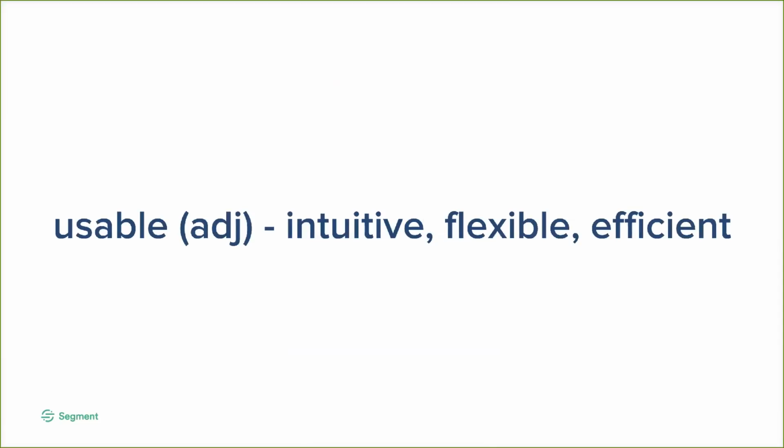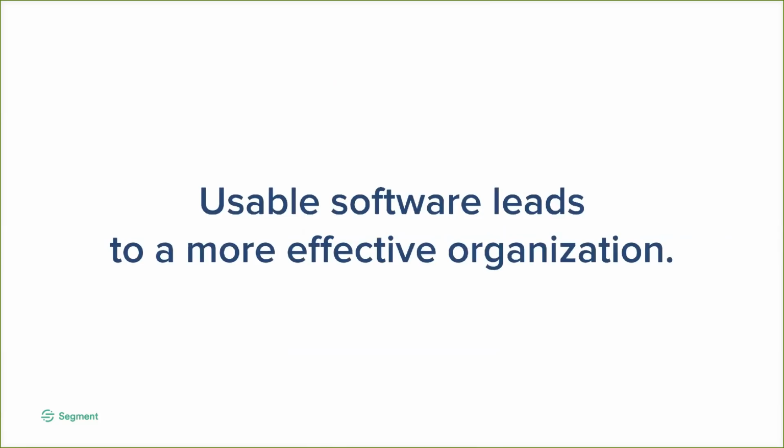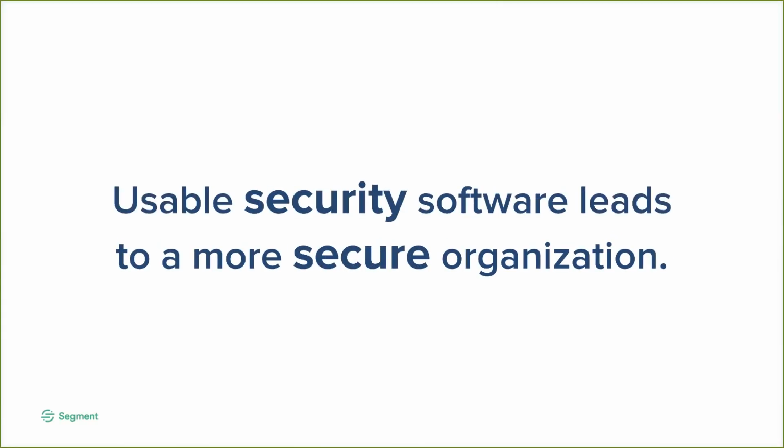Now, you might look at these three words and say, well, any good software should be these things. You can imagine some software that is really good at solving a problem, but still isn't intuitive or flexible. I think usable software leads to a more efficient organization. If the tools that your employees are using are more intuitive and more flexible, you're going to be able to do the job quicker, more easily, with a little bit more joy. And by that same token, I think usable security software leads to a more secure organization.